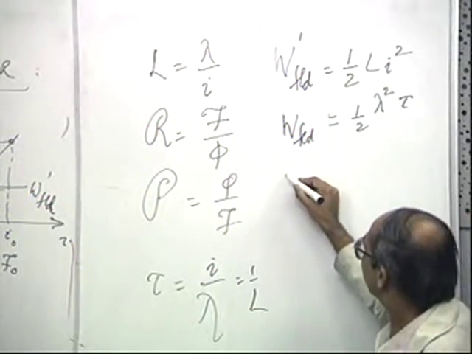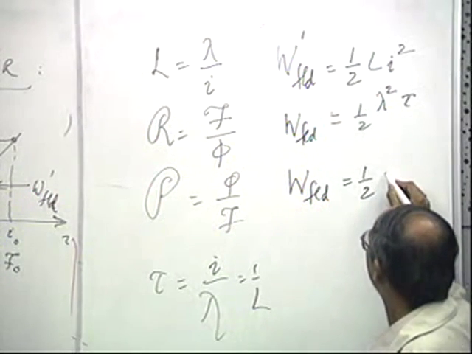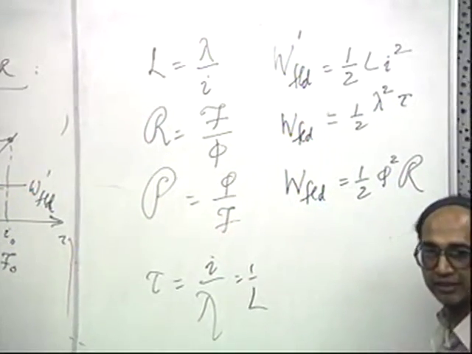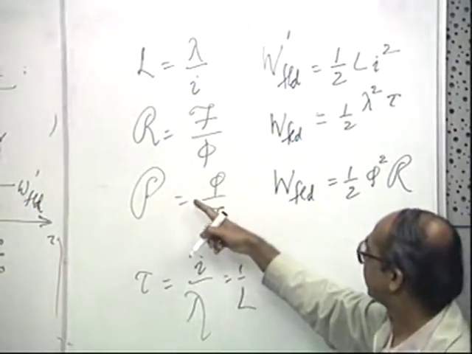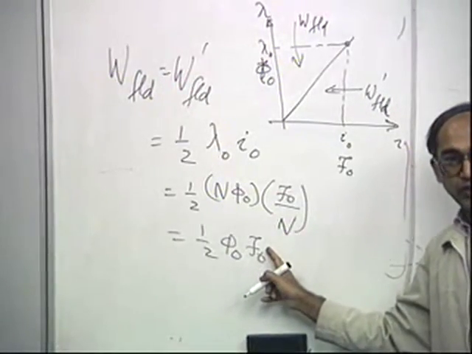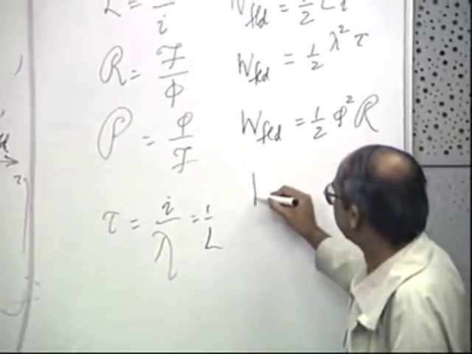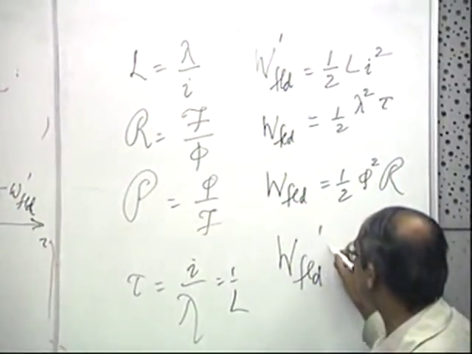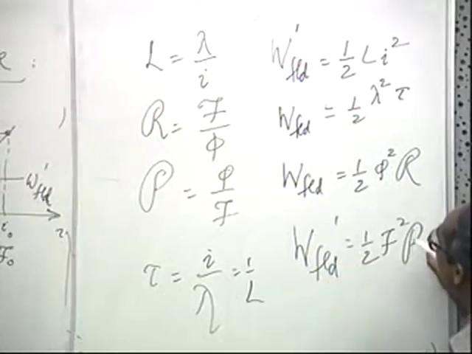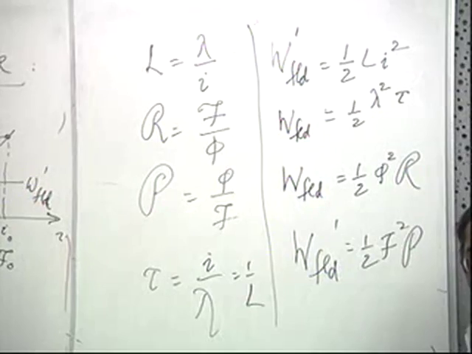This is W field. Similarly you can have W field as half of phi square into reluctance, because half of F into phi, and F is equal to phi into reluctance. So half of phi square into reluctance, that is W field. And similarly you can have another quantity, W field dash, as half of F square into permeance.